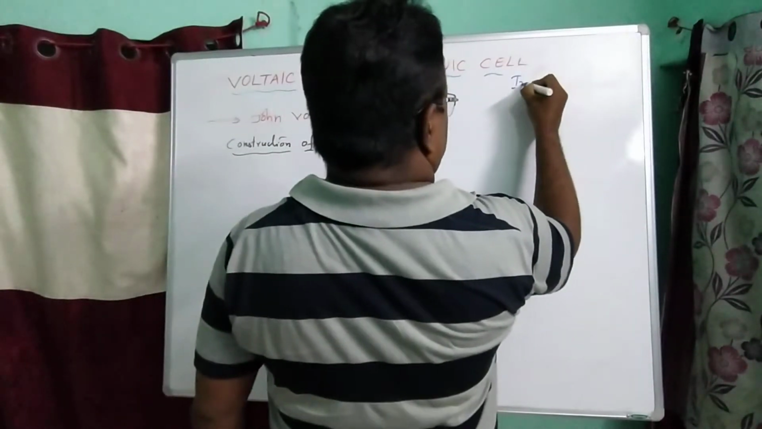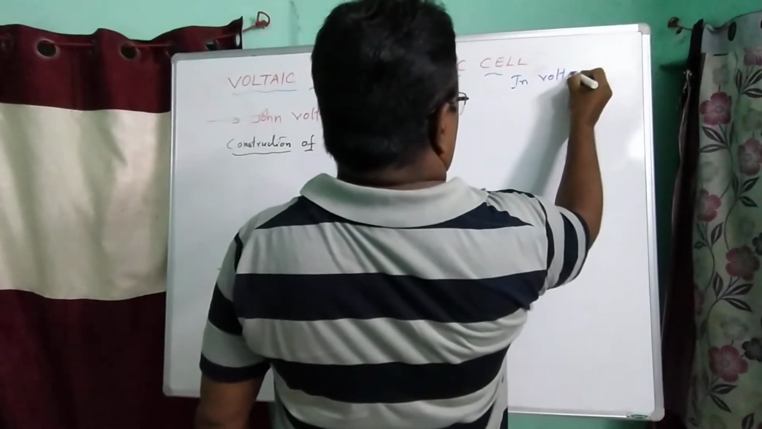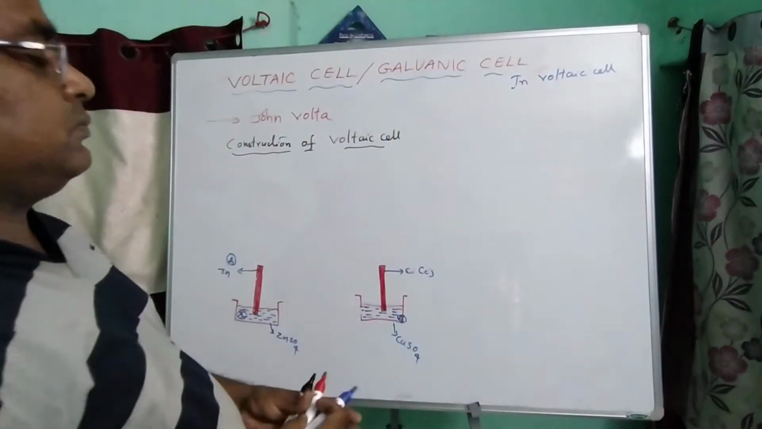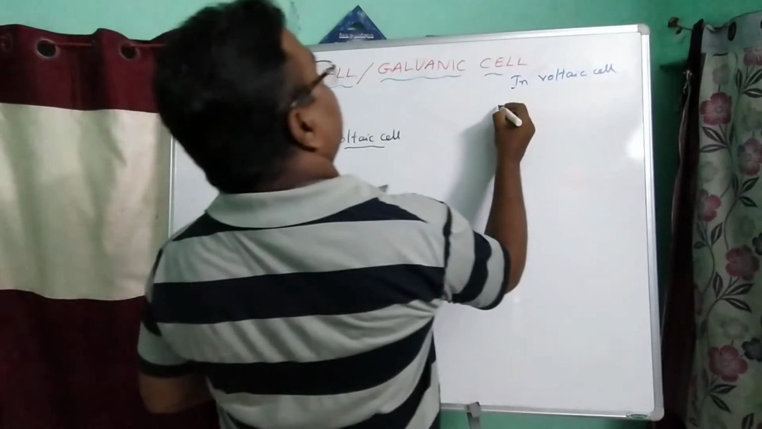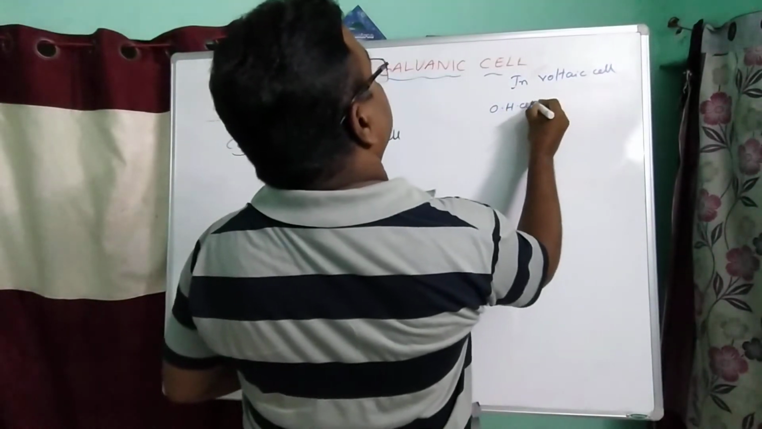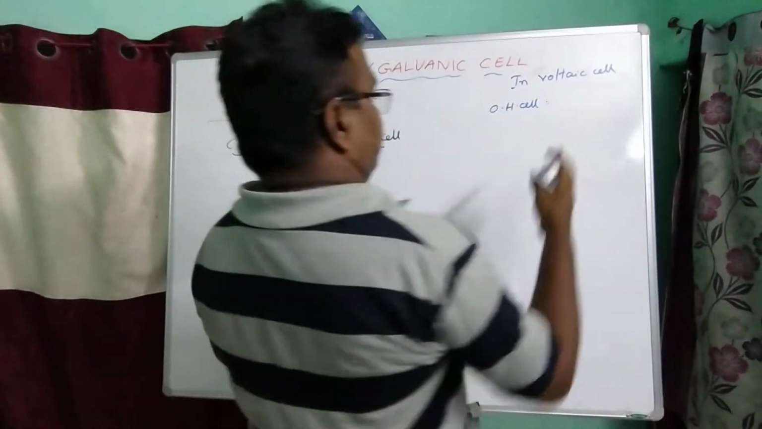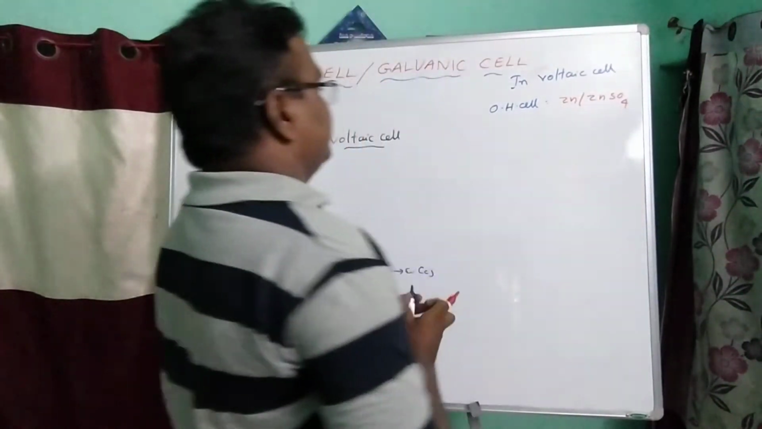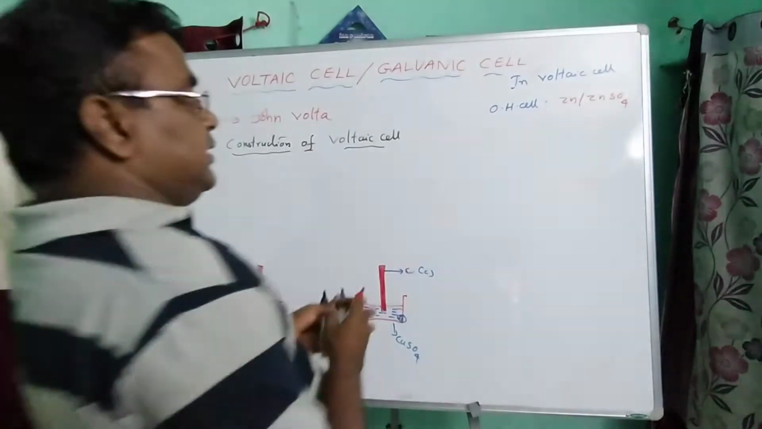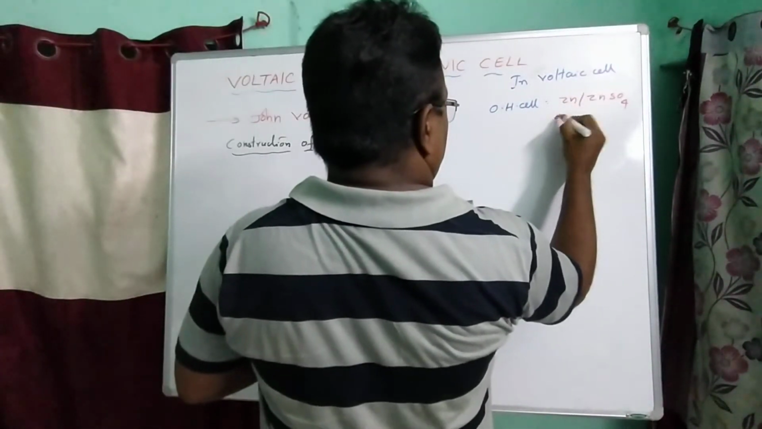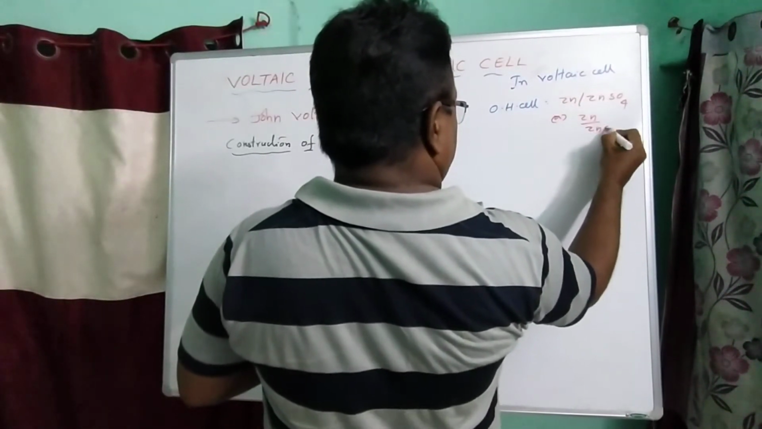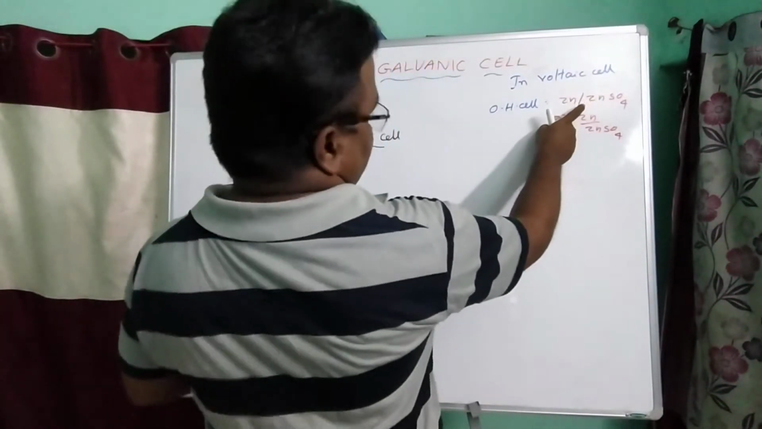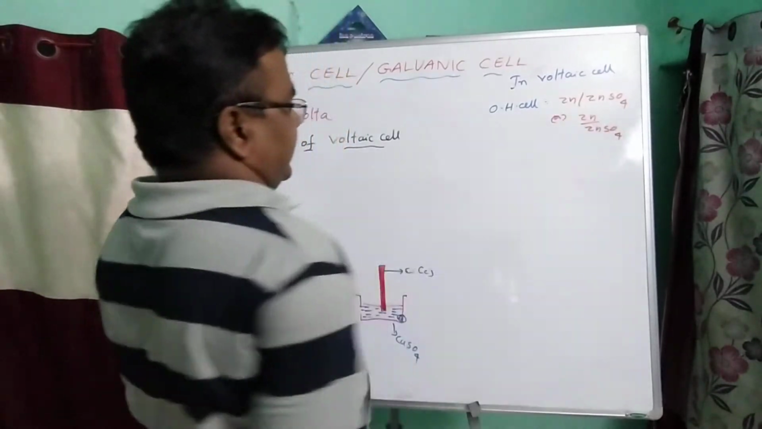So in the voltaic cell, the oxidation half cell is a zinc rod dipped in zinc sulfate, written as Zn bar ZnSO4, or also written as Zn | ZnSO4. Generally we write the bar as a vertical line.